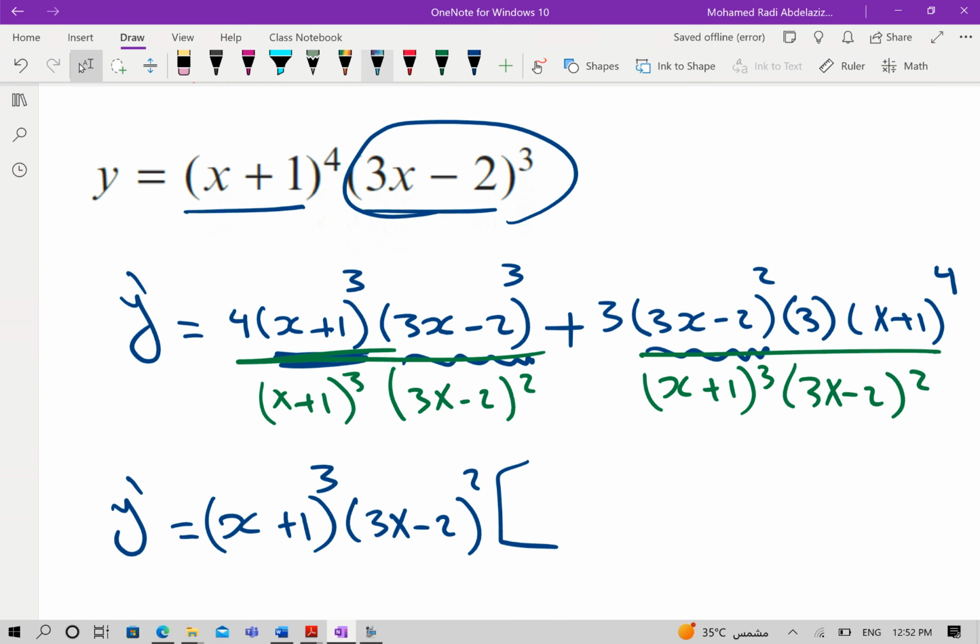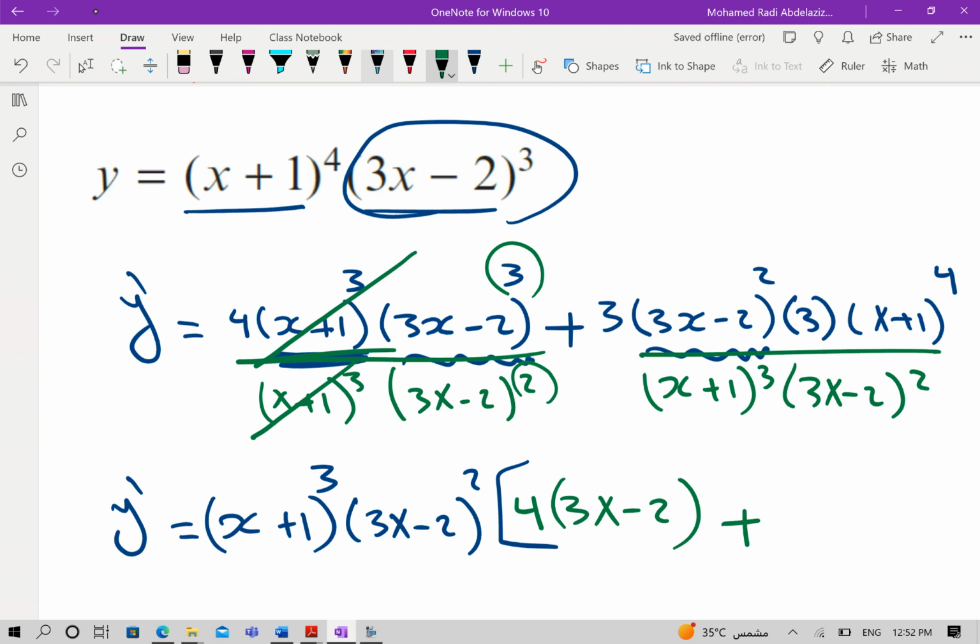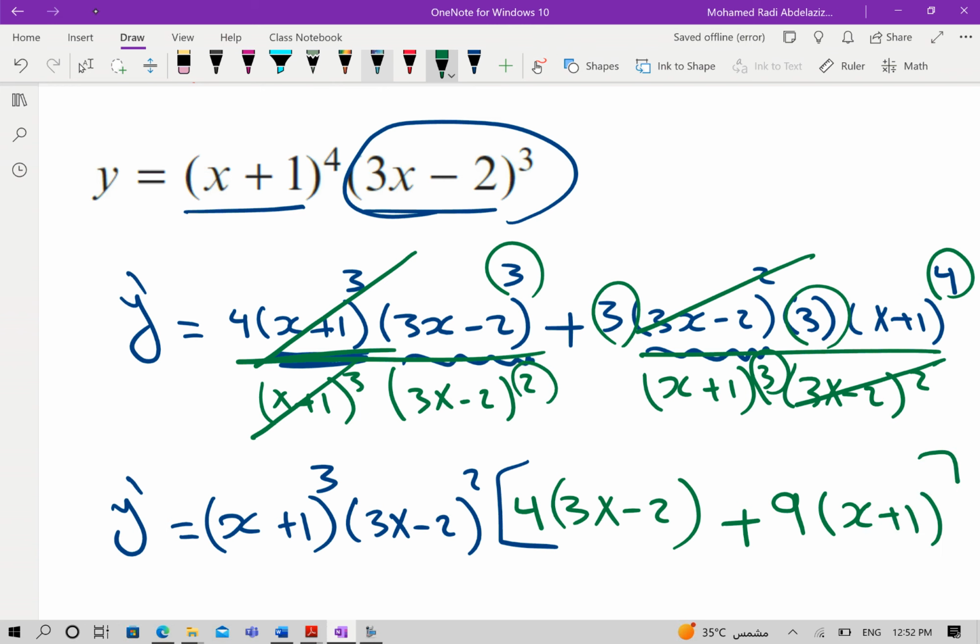We'll start now to remove (x plus 1) cubed with (x plus 1) cubed. Then in this bracket, power 2, this is 3 and this is 1. If you subtract, 3x minus 2 is left and also 4 left, plus, cancel power 2 with power 2. 3 times 3, 9. (x plus 1) power 4, (x plus 1) power 3, so left x plus 1. Clear?